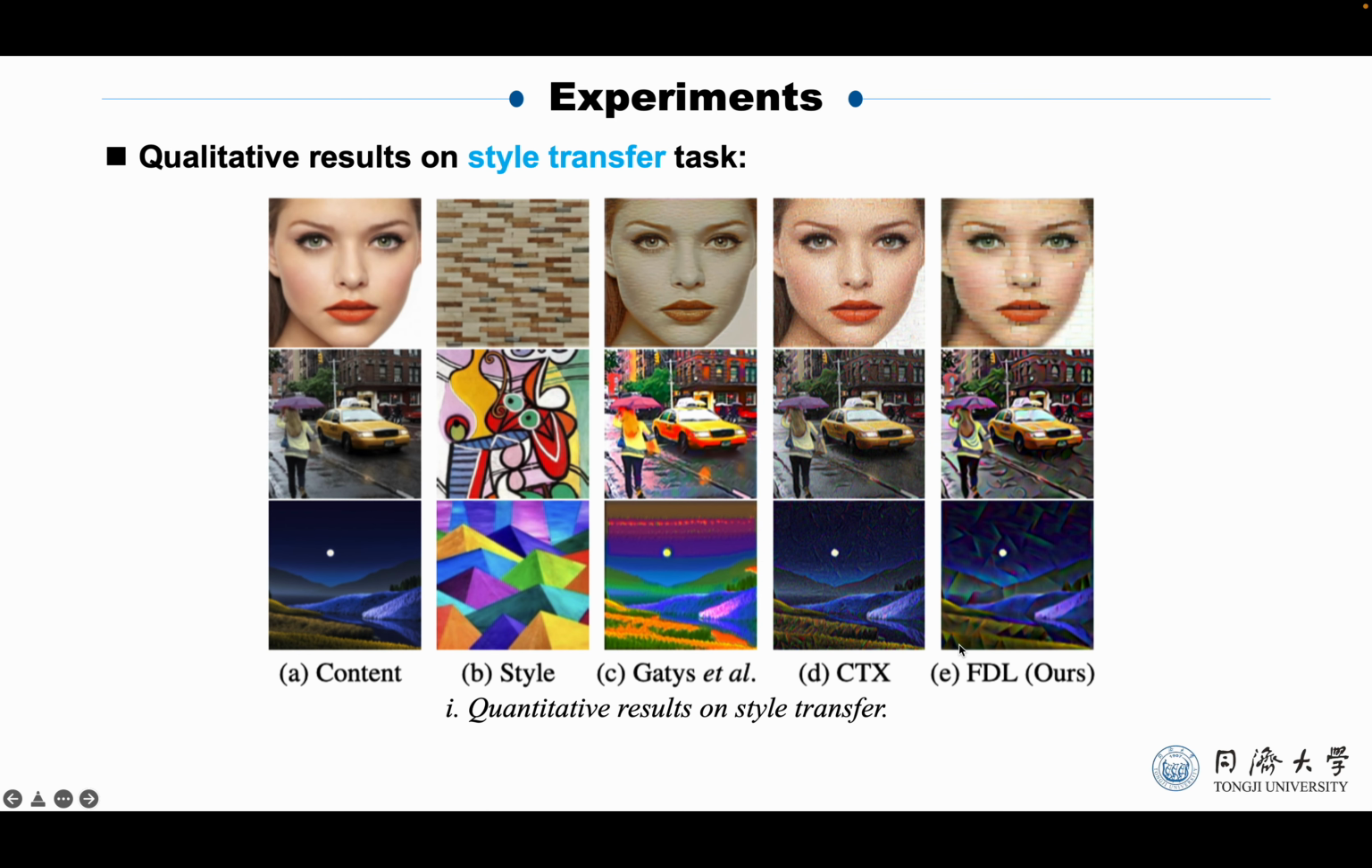Finally, we show the qualitative results on style transfer. Among the compared methods, FDL is the only method that can effectively capture the structural information presented in the style image. Pay attention to the first row. FDL successfully captures the structure style of the brick wall, making the stylized face picture look like a painting on this wall.